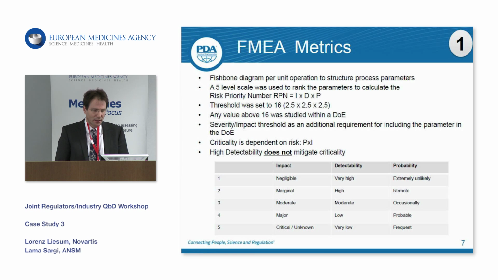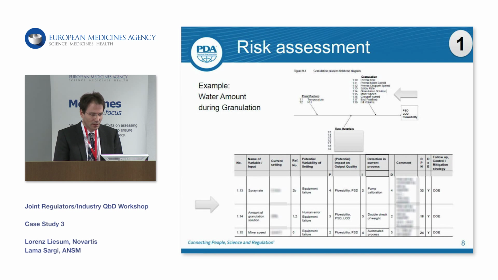To mention an additional point, severity was also deemed an additional threshold as a requirement for including the parameters in the DOE, since the criticality is solely dependent on risk and the high detectability does not actually mitigate the criticality. So to become a bit less abstract, we are now dealing with a very concrete, tangible example, and we are now focusing on one unit operation.